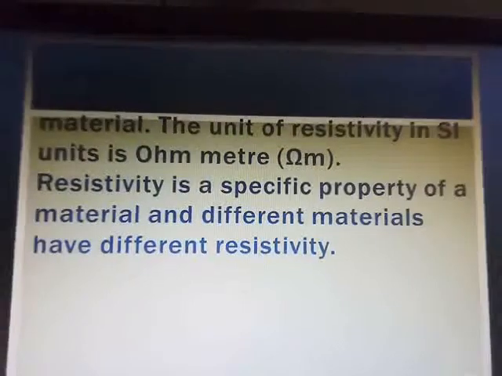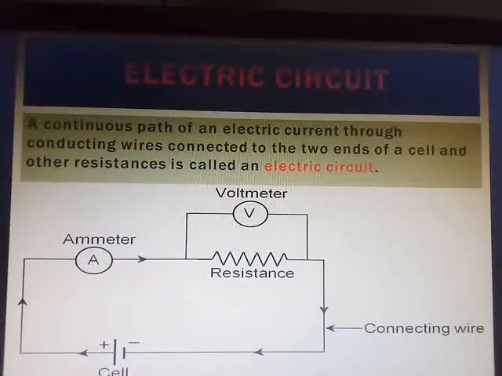Next, our very important definition, electric circuit. What is an electric circuit? This is a very important concept ahead in 10th standard also. You have a chapter under section A, that is effects of electric current. There, knowing all this, ammeter and voltmeter, is very important.